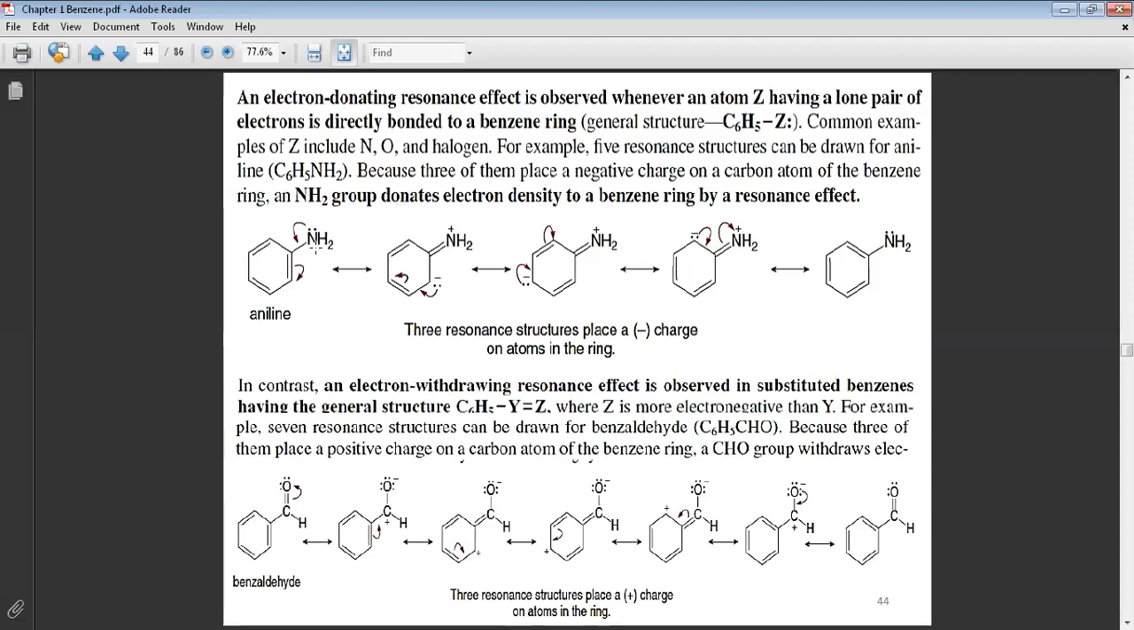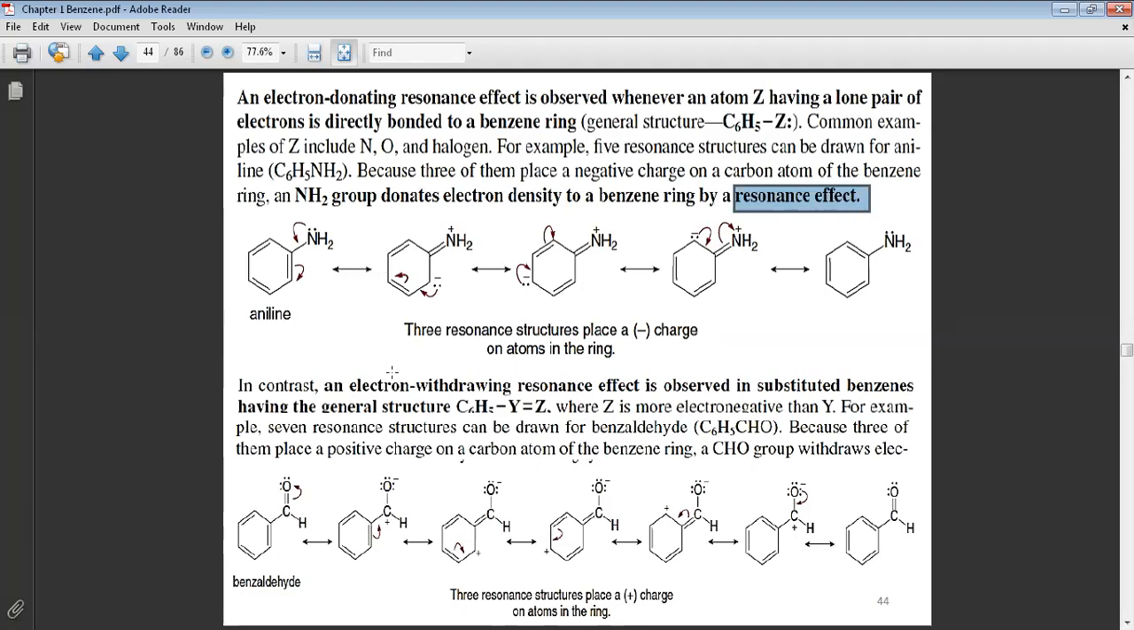We said that. Take this here. For example, five resonance structures can be drawn for aniline. This is aniline, because three of them place a negative charge. Look, we have negative here, here, and also here. That means they place a negative charge on the carbon atoms of the benzene ring. That means the NH2 group donates electron density to the benzene ring by what? By resonance effect, not inductive. This is an important point about the resonance effect.